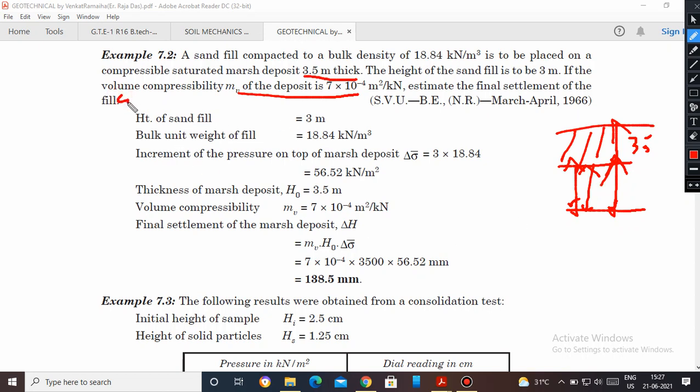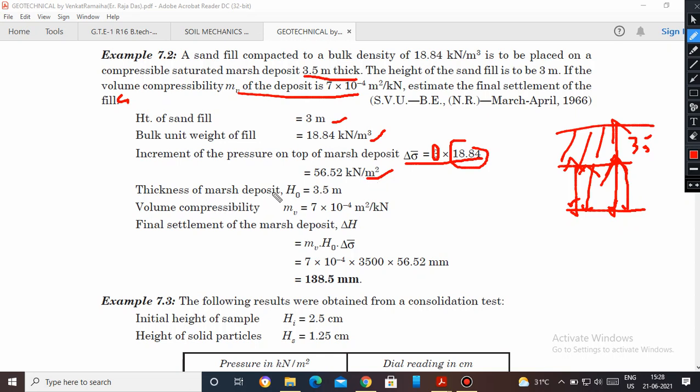Hence, writing the given data: height of sand fill equals 3 meters, bulk unit weight of fill equals 18.84 kilonewton per meter cube. The increment of pressure on the top of the deposit equals 3 × 18.84. That means the overlying material gives some effective pressure on this soil mass. That effective pressure is gamma times z, where z is the 3 meter thickness of the layer and 18.84 is the unit weight of the material. By substituting this, we get the increment of pressure on top of the soil deposit.